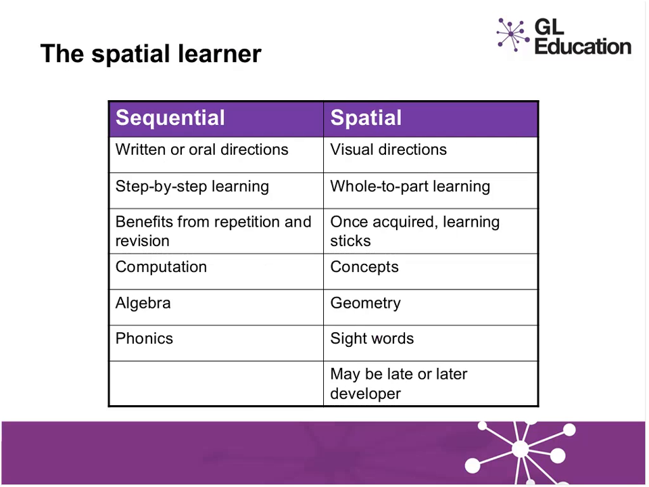So that shows the example there of the sequential approach which I just talked about, but then a spatial learner and how they would respond. They would tend to respond better to visual directions, maybe more whole-to-part learning rather than the step-by-step learning of traditional instruction within the classroom. Tend to be quite conceptual, so they can grasp bigger concepts more easily. Interestingly, they may be a later developer as well, so sometimes you may feel that they are immature in their approach, and that is a natural characteristic often of spatial abilities. They are a later developer.